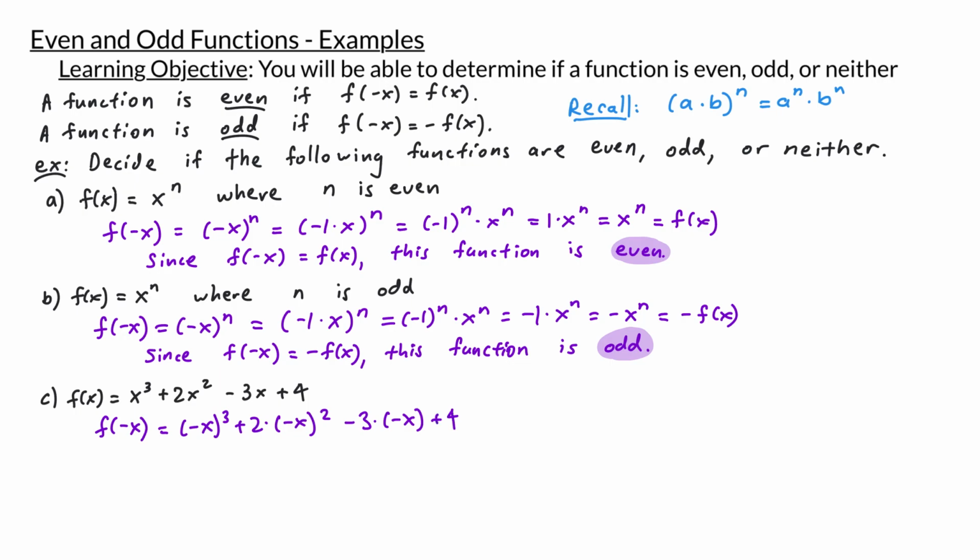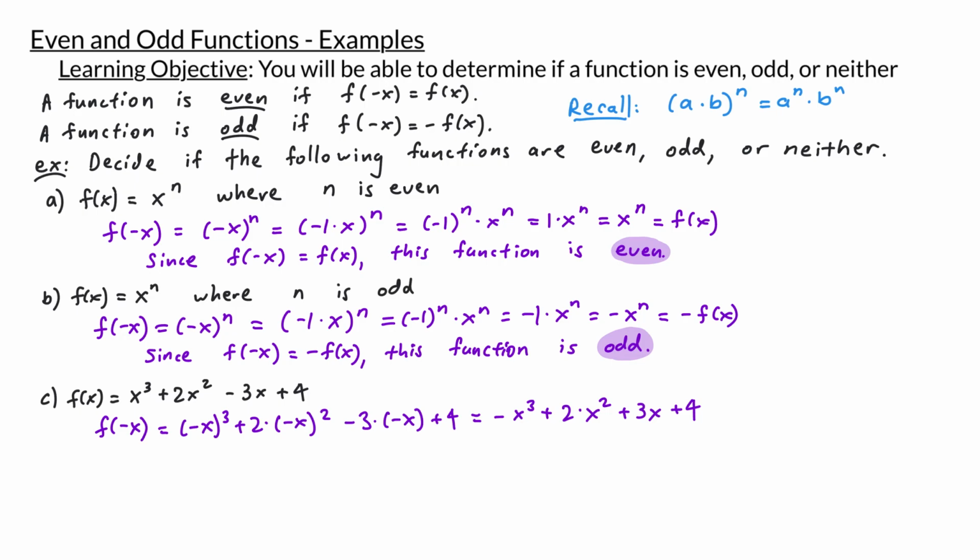plus 4. From what we saw above, when we have negative x to an odd power, it's going to simplify to negative of x to that power. And when we have negative x to an even power, it's going to simplify to just x to that even power. So our first term simplifies to negative x cubed. Our second term would be 2 times x squared. Our third term, negative 3 times negative x, becomes positive 3x. And then at the end, we have plus 4. So what we have here is f of negative x.